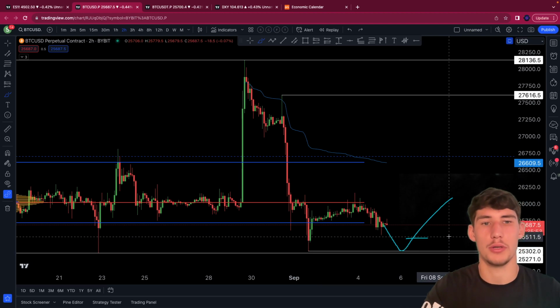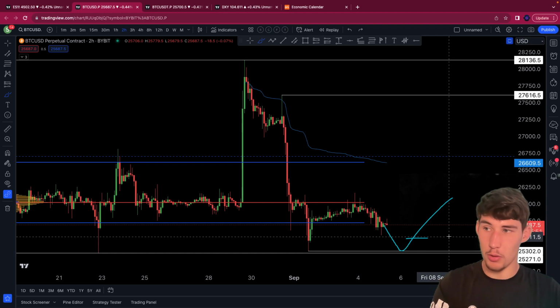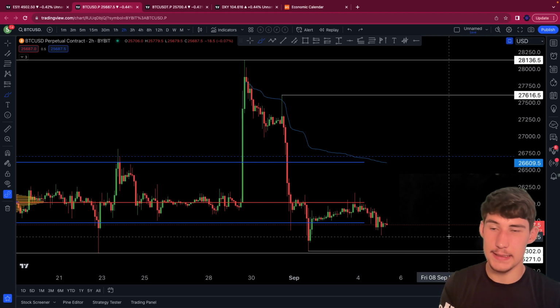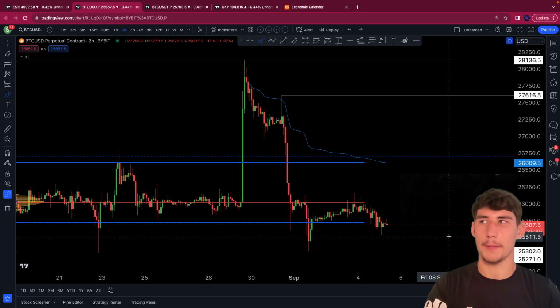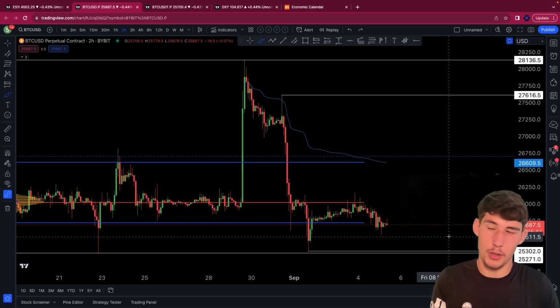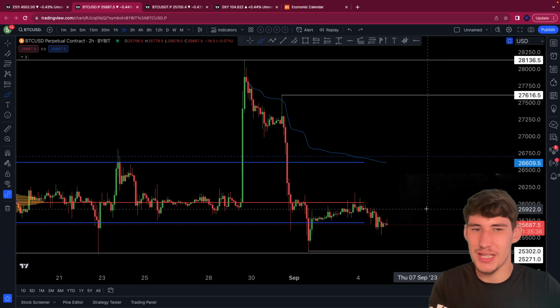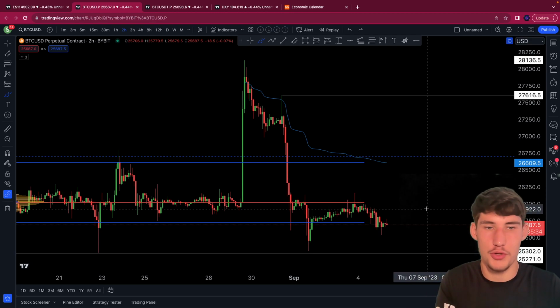And why am I looking at this setup? Well, we're going to get onto that in a few seconds, but taking a step back and looking at the larger time frames, this is why I'm just a little bit more bearish than bullish on Bitcoin right now.